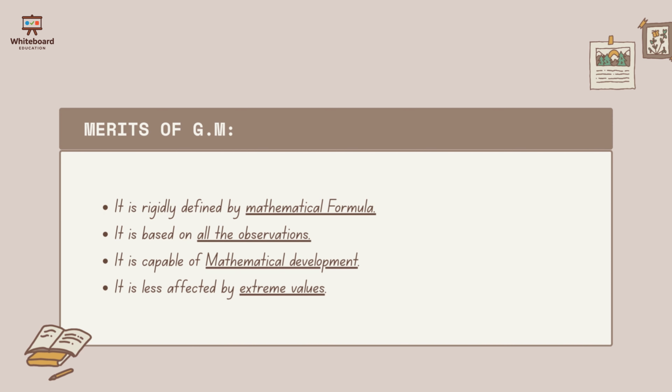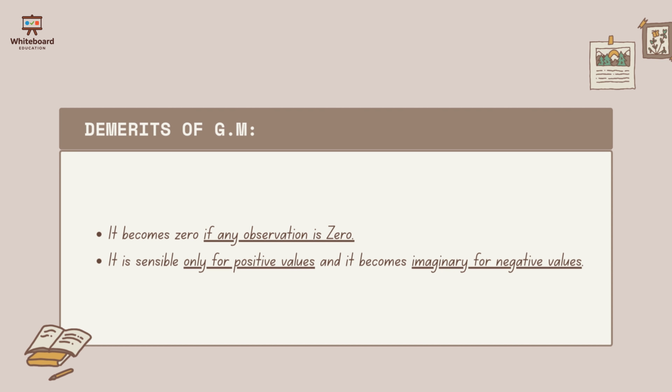Now the demerits of geometric mean are: number 1, it becomes 0 if any observation is 0. And number 2, it is sensible only for positive values and it becomes imaginary for negative values.